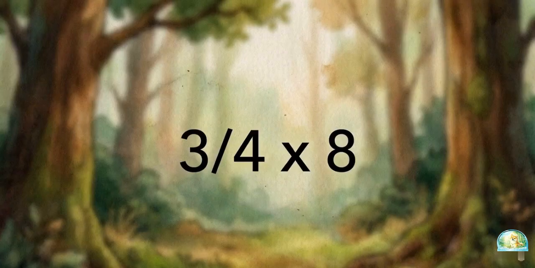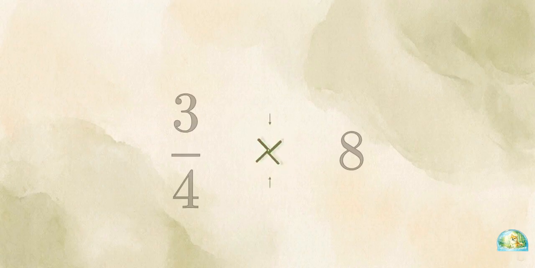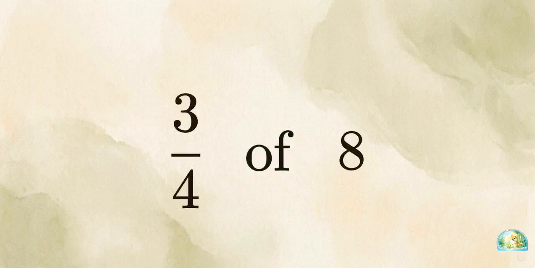If we write the fox's problem down as a math expression, it looks like this: 3/4 times 8. That multiplication sign in the middle is where most people get stuck. However, it has a very specific meaning when we are working with fractions. When you multiply a fraction by a whole number, that multiplication symbol means the same thing as the word of. So 3/4 times 8 just means 3/4 of 8.